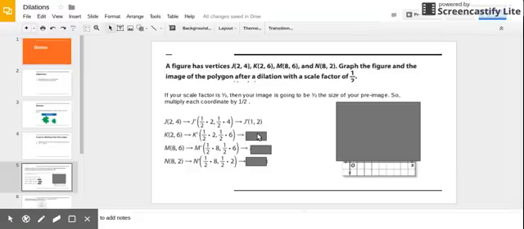So 1/2 times 2 is 1, and 1/2 of 6 is 3. 1/2 of 8 is 4. 1/2 of 6 is 3. 1/2 of 8 is 4. 1/2 of 2 is 1.